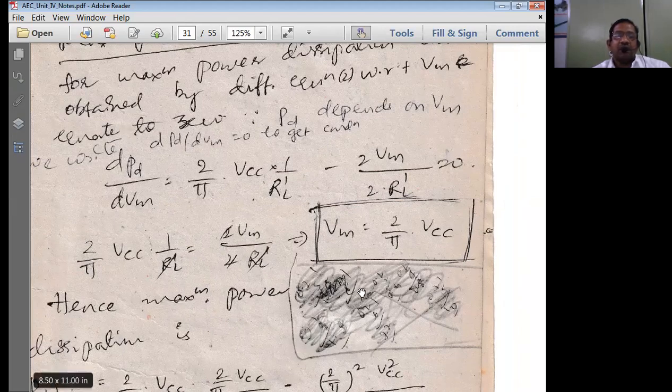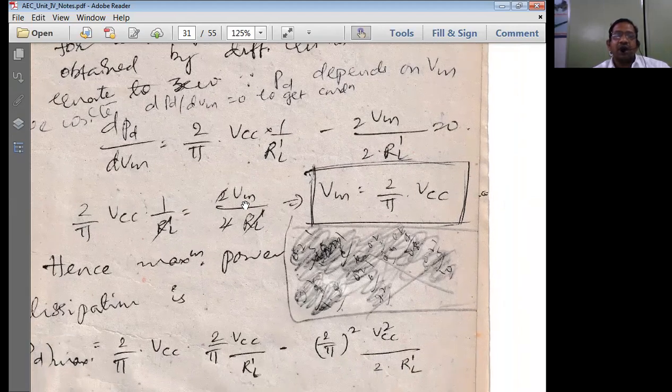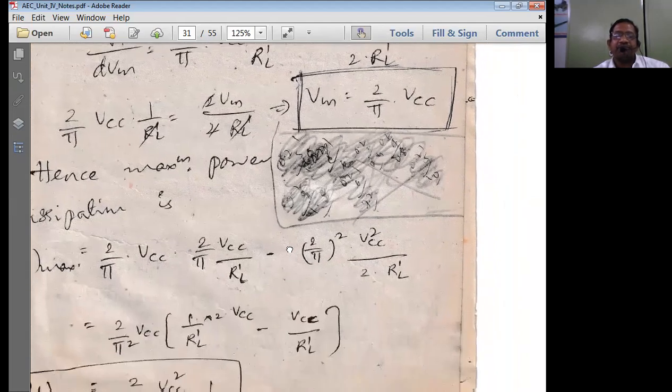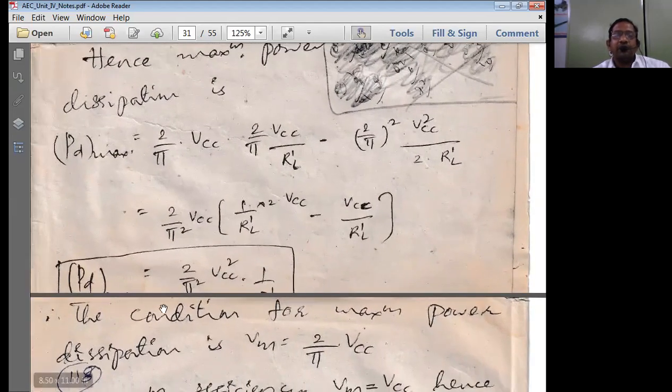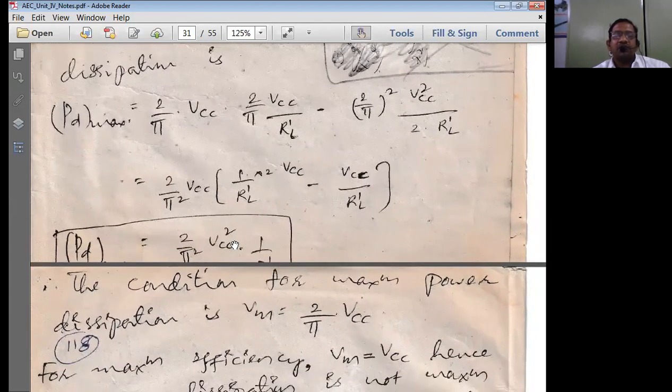So therefore RL will get cancelled. So VM is the one I have to get, is equal to 2 by pi VCC. Now this is the condition for the input voltage to get a maximum power dissipation. Now what is the value for that maximum power dissipation? 2 by pi square VCC into 1 by RL dash is the equation for the maximum power dissipation.